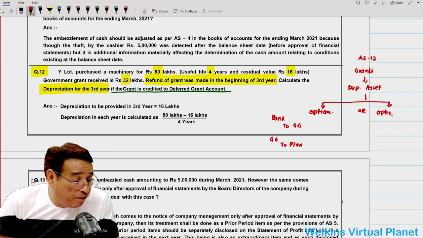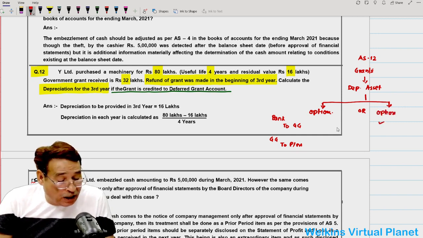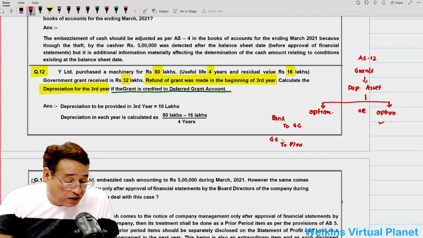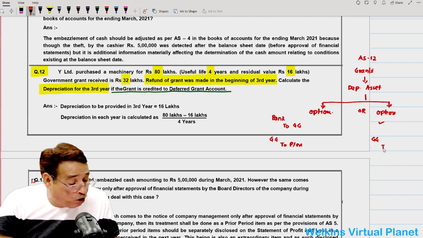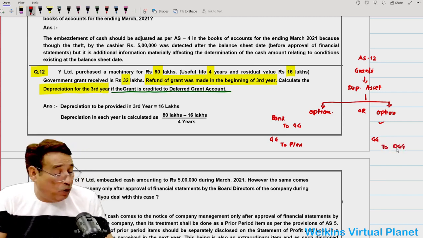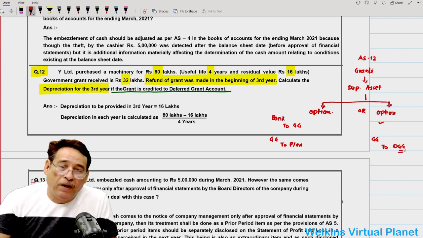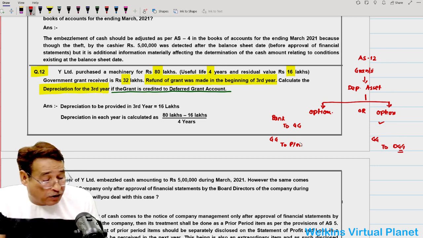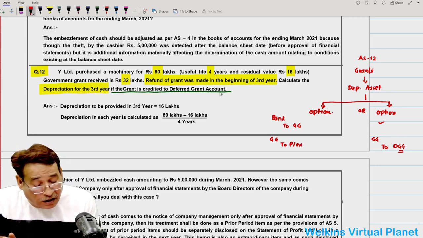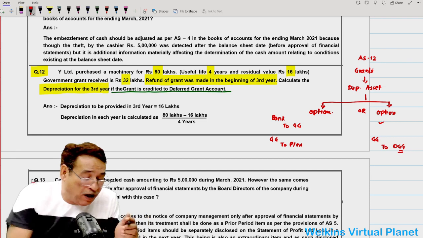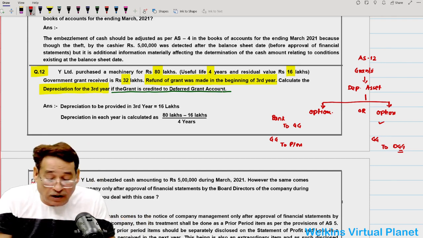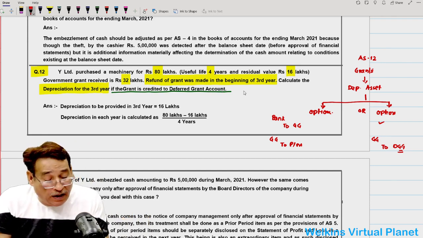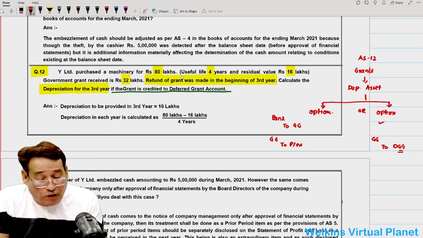Another option with me is that I will receive the amount of the grant, bank account debit to government grant, and instead of crediting it to the relevant asset, I can simply take the government grant account to deferred government grant. I can credit the amount to deferred government grant. So this question is saying that the grant amount is not credited to the asset account. It is credited to the deferred government grant account.